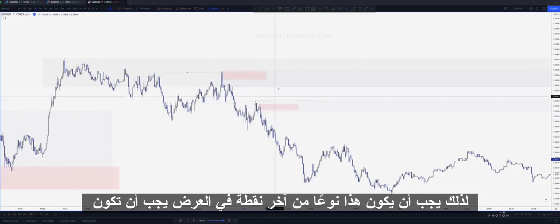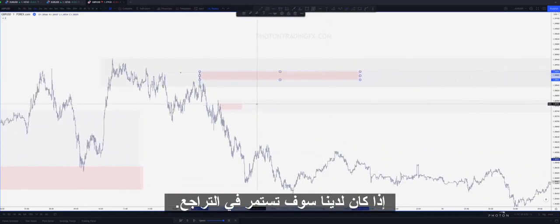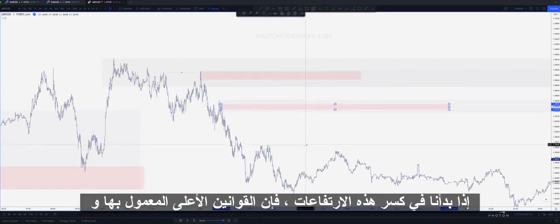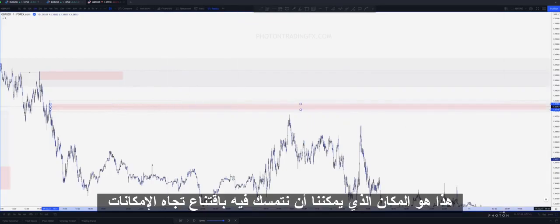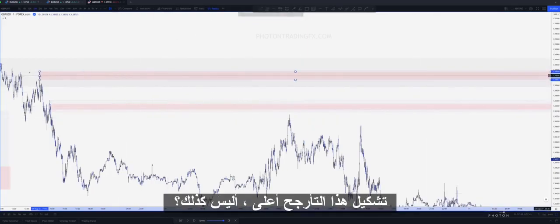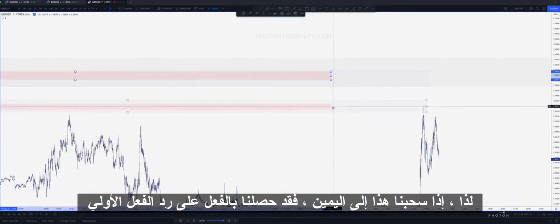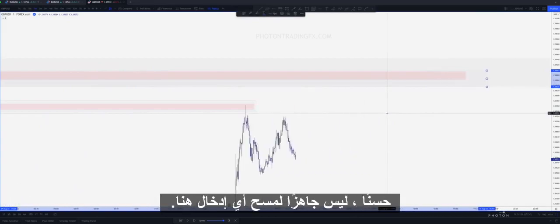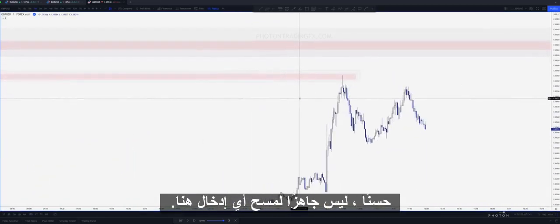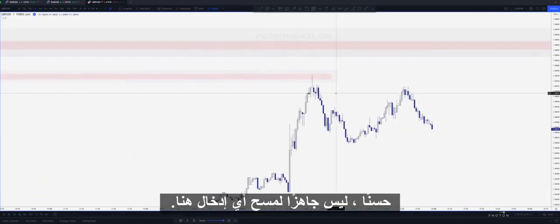So this should be kind of the last point of supply that should hold if the 4-hour is going to continue to pull back. If we start to break these highs, then the higher low is in place, and that's where we can hold with conviction up towards potentially forming that swing higher high, right? So if we drag this across, already got that initial reaction there, and let's see if this will play out over here. So yeah, it's not really too clear of an entry here.